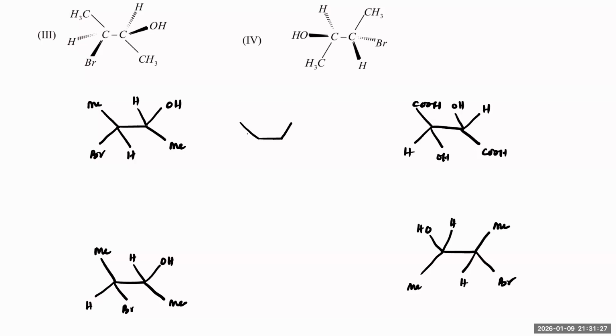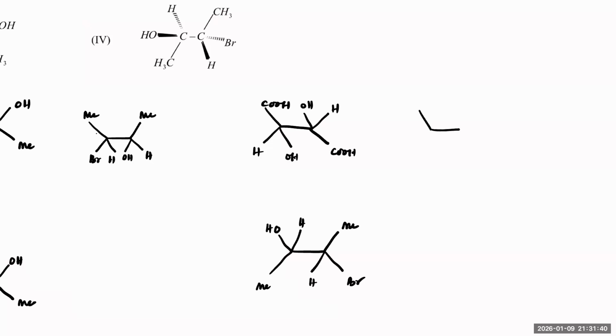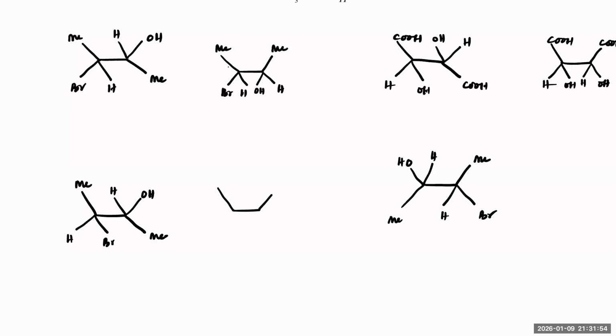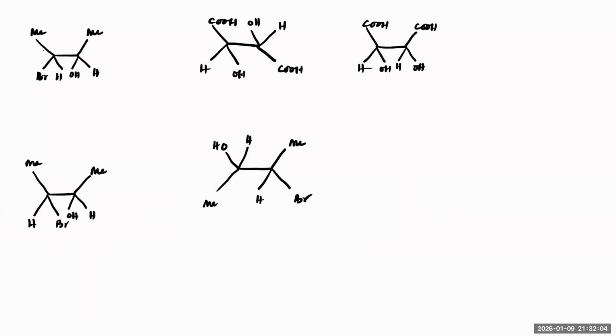So I'm writing it like this. Methyl, methyl in the same direction. Bromine and H. Here I have OH and H. Done. Same way here. COOH, COOH, H and OH here, H and OH here. Next. Methyl and methyl here, H and Br here, OH and H here.